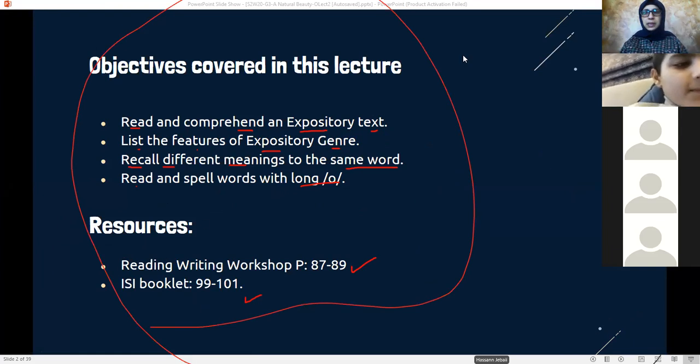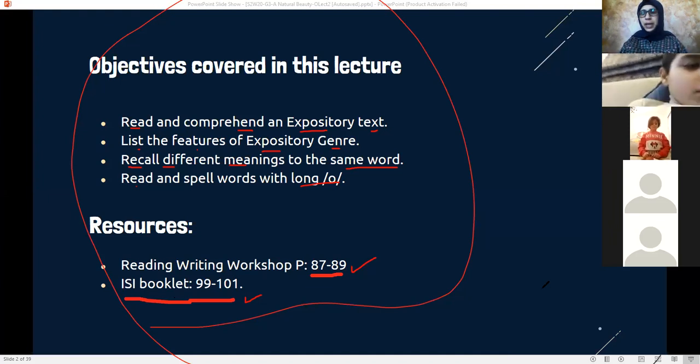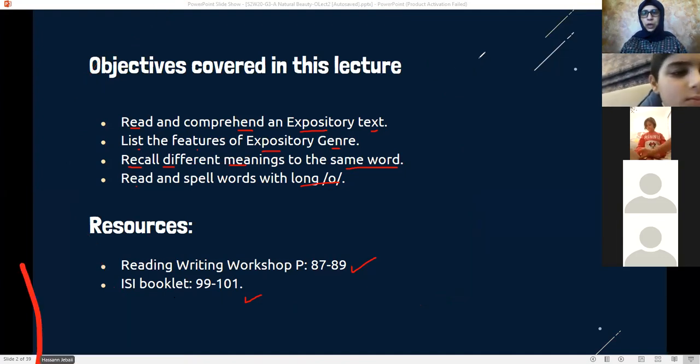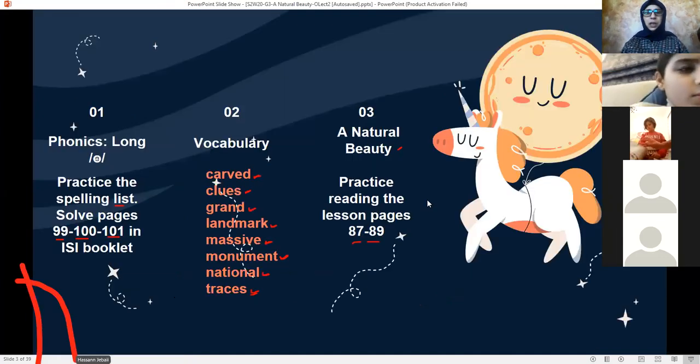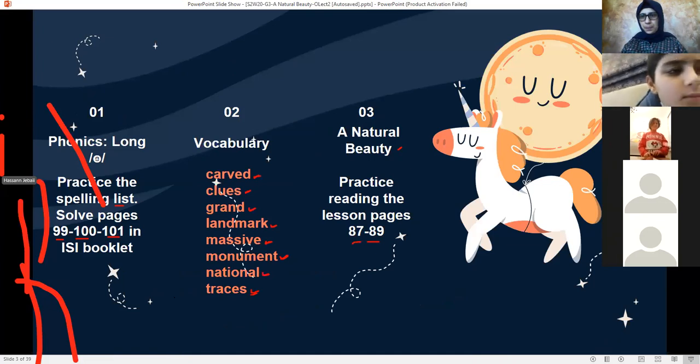In your books, you have the book, pages 87 to 89. I'm going to do ISI from page 99 to page 101. So I assume you have your books in front of you, because we are going to use them. Let's start. This is in the phonics, we have long O. You have to practice the long O spelling list.